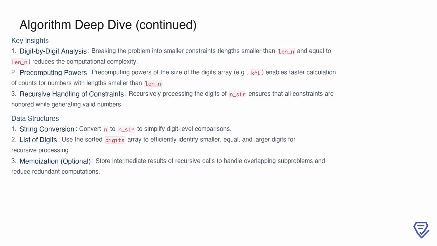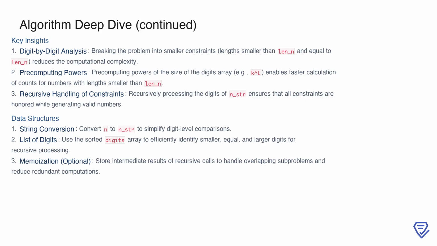First, analyzing the problem digit by digit allows us to handle constraints incrementally, reducing overall complexity. By separating the counts for numbers with lengths smaller than len_n from those equal to len_n, we simplify the logic and make the solution more structured.